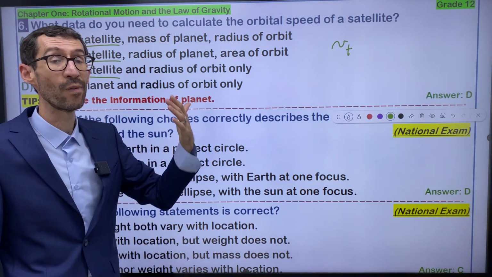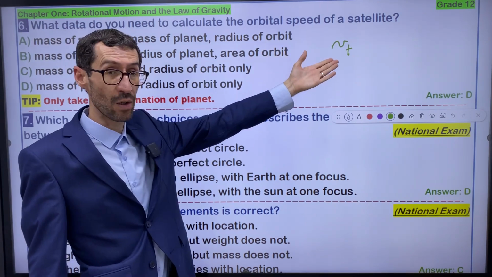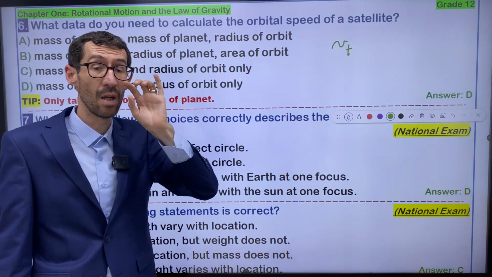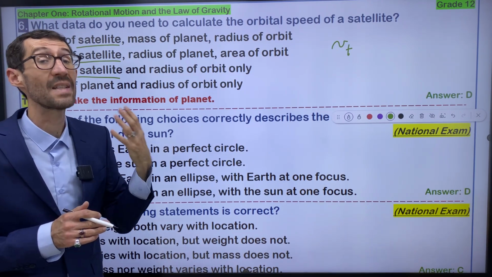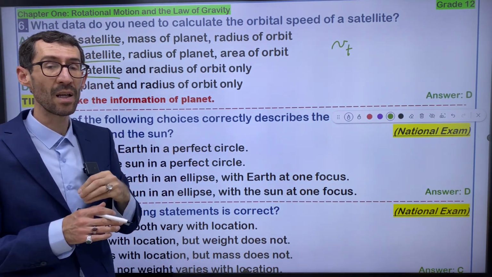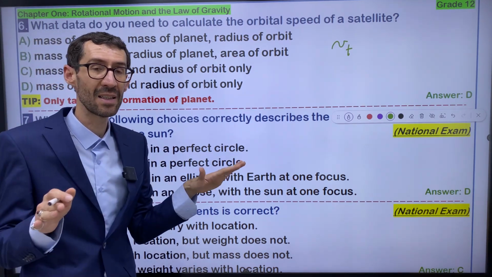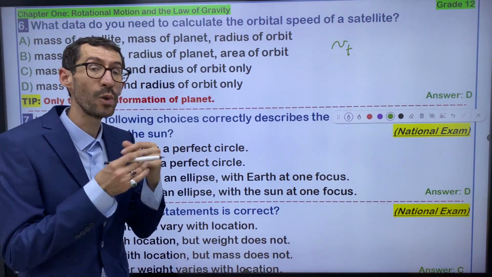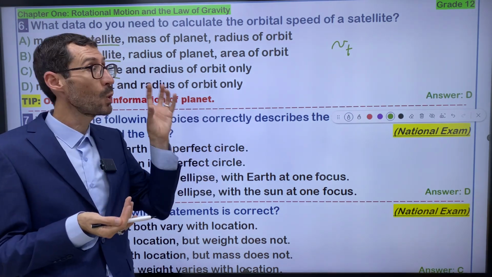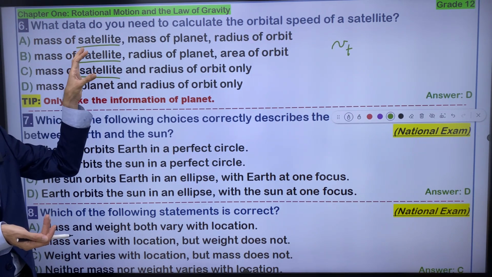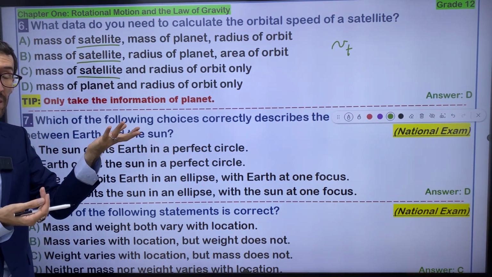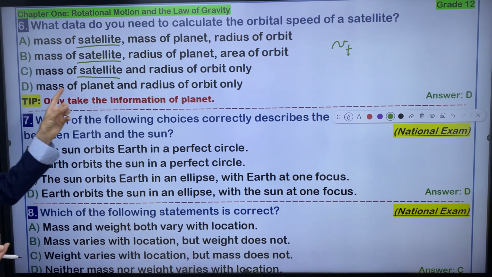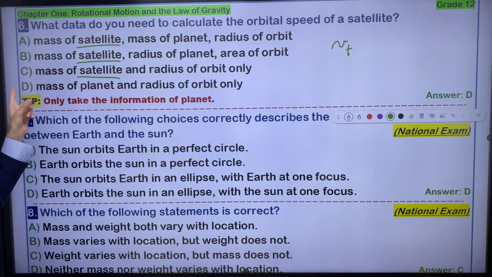And this is my note. Whenever you want to find the tangential velocity or orbital speed of a satellite, the information of the satellite does not matter, right? Don't care about the information of the satellite. Whenever you observe the word satellite, ignore it. Don't circle it. So the only option that does not involve the satellite is option D.